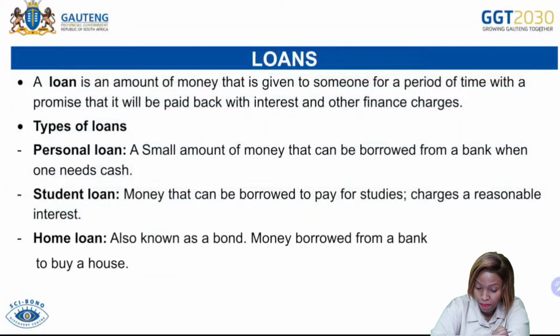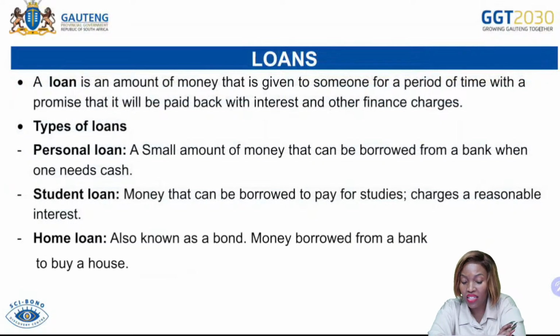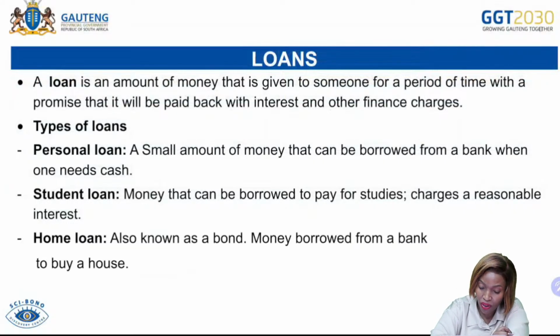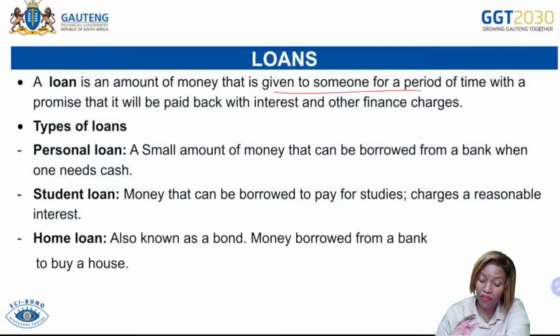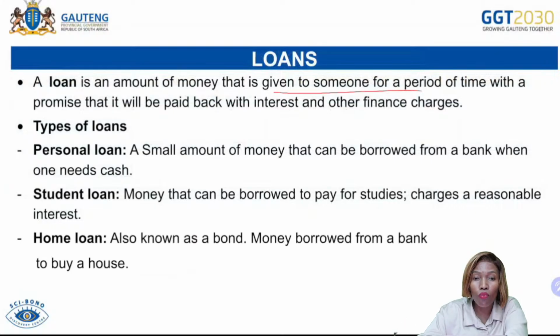Loans. A loan, as per our agreement so far, is money that is given to someone for a period of time, and that money is not a gift. You have to pay it back, and you pay it back with added interest. So we have different types of loans. We have personal loans, we've got a car loan, we've got a home loan.